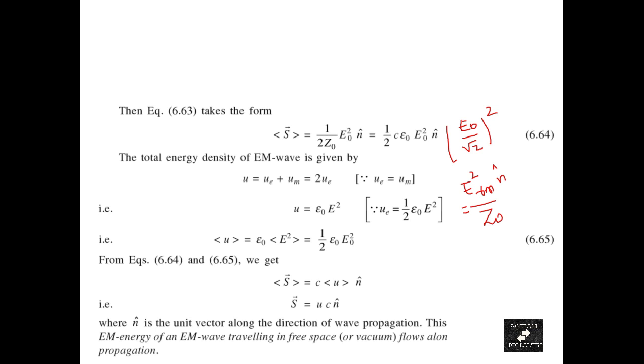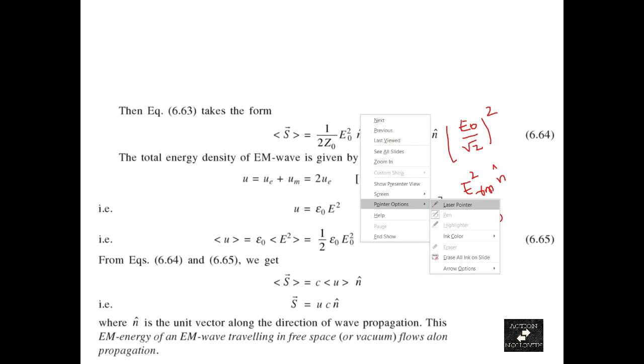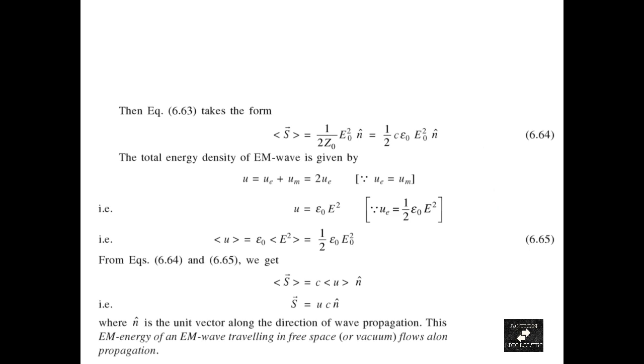So there it is. And of course, we know that the total energy density is UE plus UM, and they're equal. So you can write it as twice UE, which is twice of half epsilon 0 E square. The half gets canceled with the 2, that's the electrostatic energy density, and you just have epsilon 0 E square left.